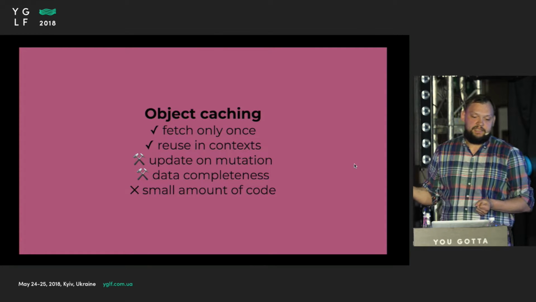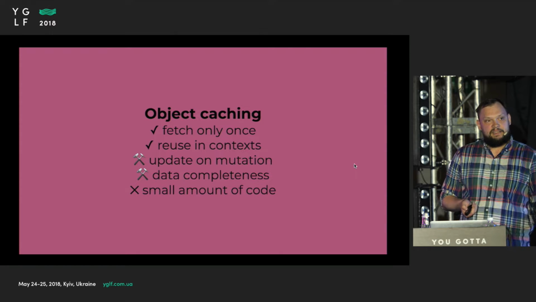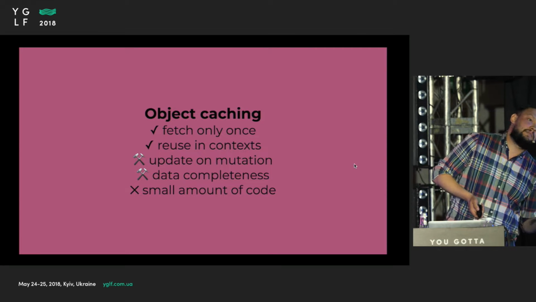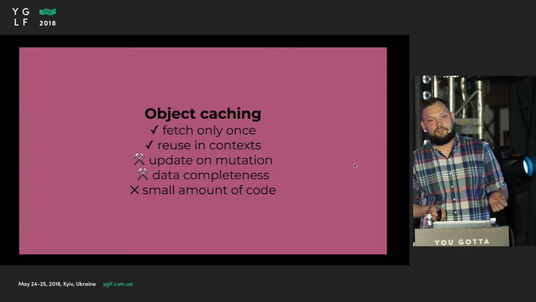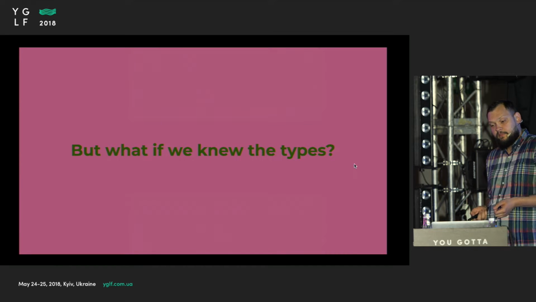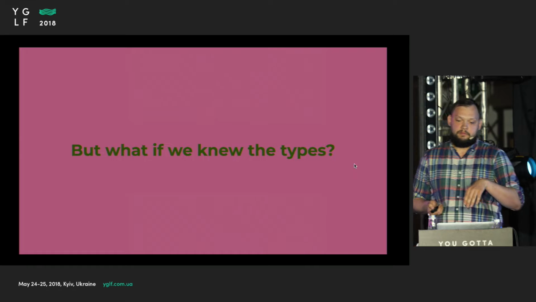Every time you build a single-page application and you want to do your manual object caching, you would write the normalization logic yourself, and then invalidation logic yourself, and then updating logic yourself, and all the other logic yourself. It's lots of code. But maybe it can be a bit simpler. What if every time we get the data, we also knew what the type of every object is?